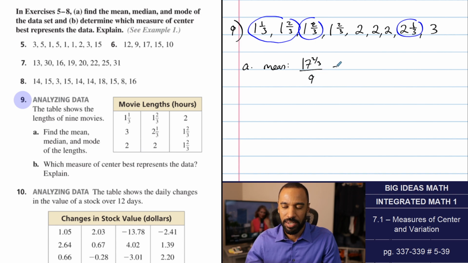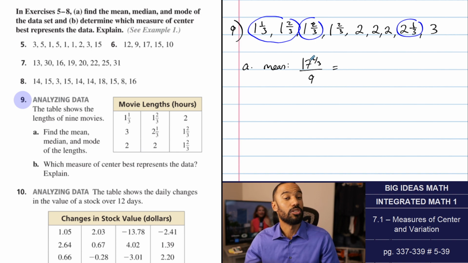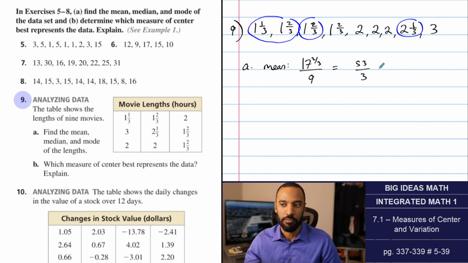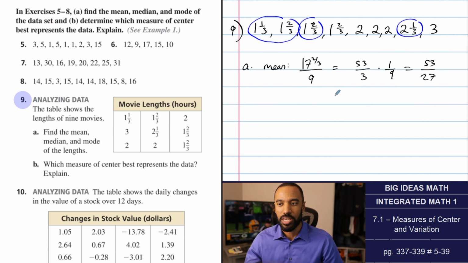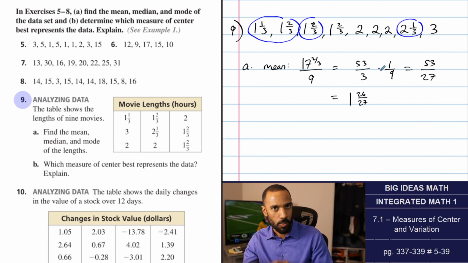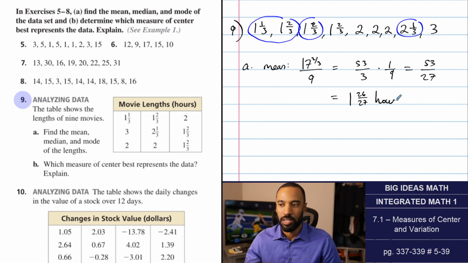divided by 9. Again, before I jump to the calculator, let's be reasonable. Let's look at this in a different way. 17 and 2/3 is also 53/3. When you divide by 9, you're multiplying by 1/9. That makes this become 53 over 27. That looks really weird. So as a mixed number, that's 1 and 26 over 27. Just a tick under 2 hours.